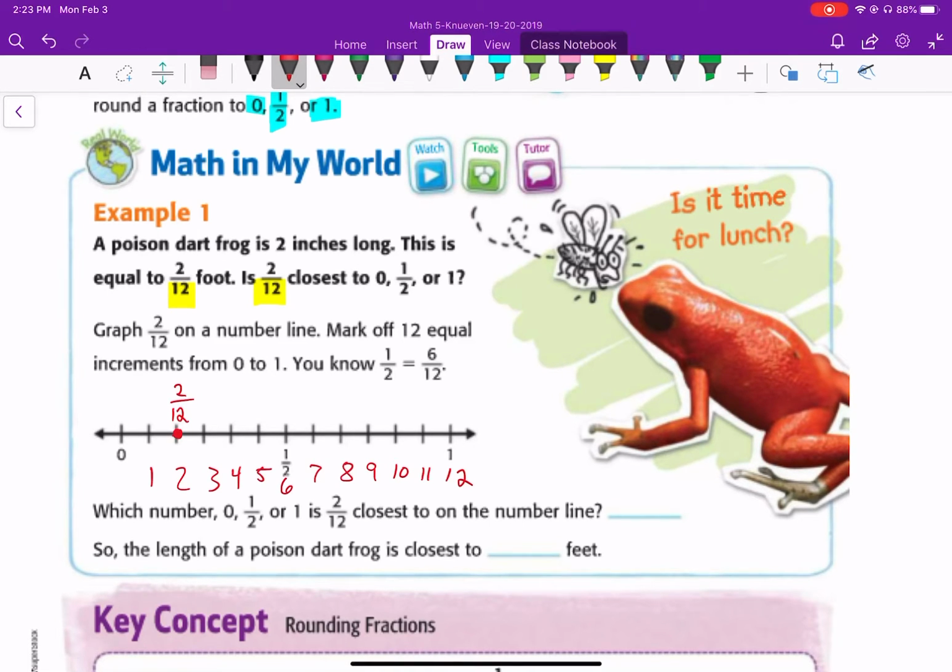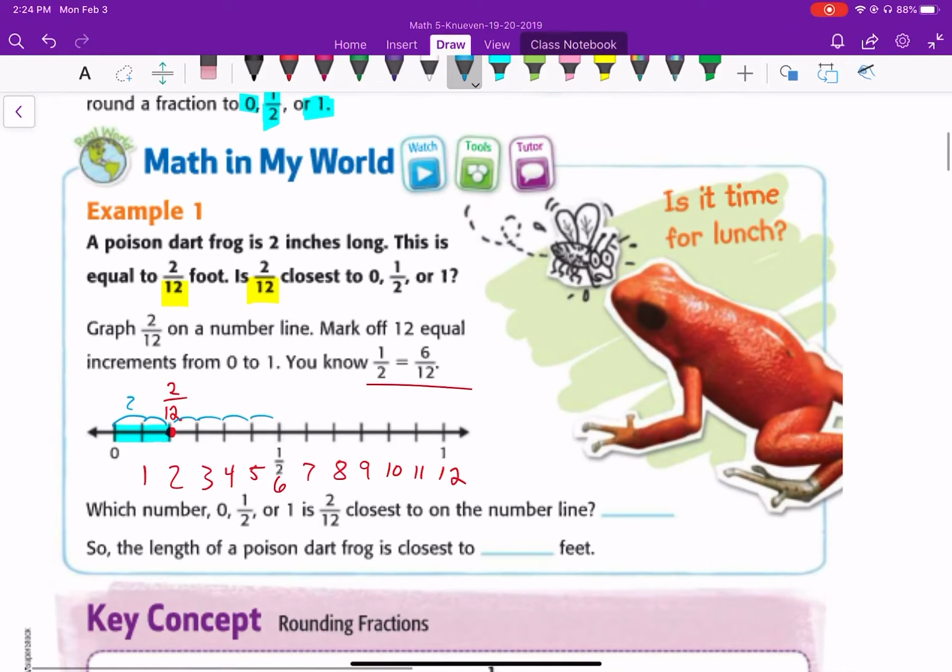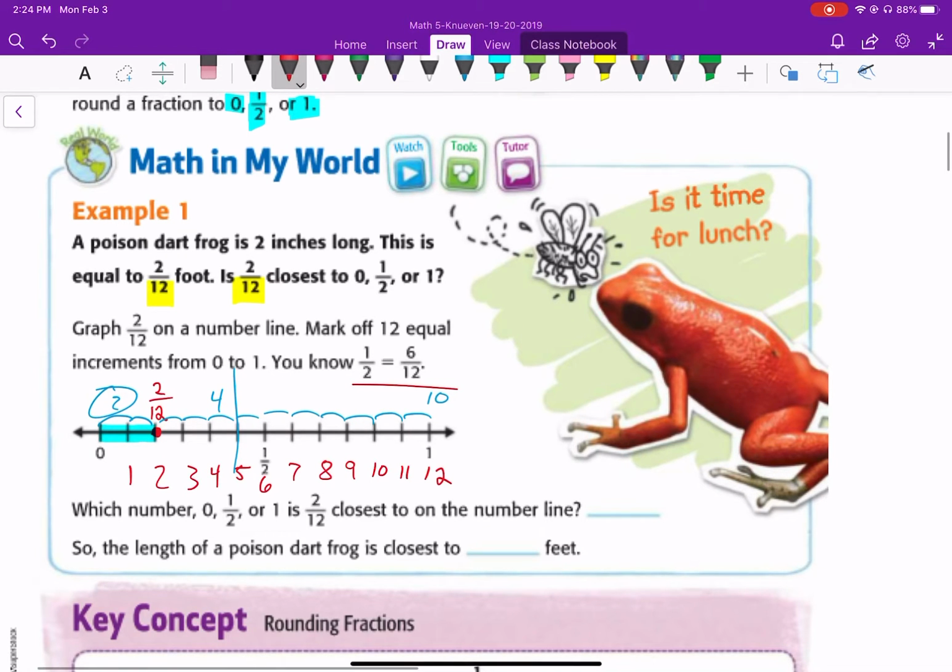So is it closer to 0, half, or a whole? Well, I know that half a foot is 6 inches, or 6/12 of a foot. So which number, 0, half, or 1, is 2/12 closest to? Well, it's 2 spots away, 1, 2, so it's 2 away from here. It's 1, 2, 3, 4 away from being half a foot, and it's 4, 5, 6, 7, 8, 9, 10 away from being a whole foot. Well, which one is it closer to? 2 is less, so that's why it's closer to it. So it is closer to the 0 on our number line.